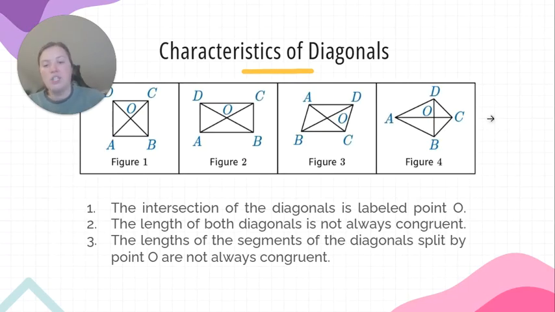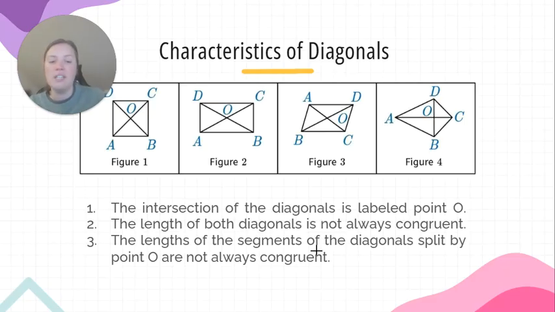Let's talk diagonals. I just talked about diagonals. Let's talk about them formally. Now, there are 3 things that we know about diagonals going into it. The intersection of the diagonals is labeled at point O. O is the intersection. It's where they cross. Depending on our figure, we are not guaranteed that the lengths of the diagonals are going to be equal. So in this case, in our kite, these are 2 different lengths, so we're not guaranteed that the lengths are going to be equal.